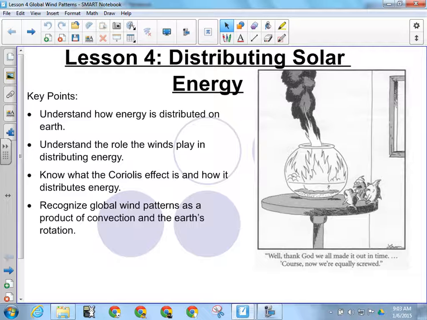So we want to understand how energy is distributed on Earth. Now, in terms of getting the energy, where does the most energy strike the Earth?